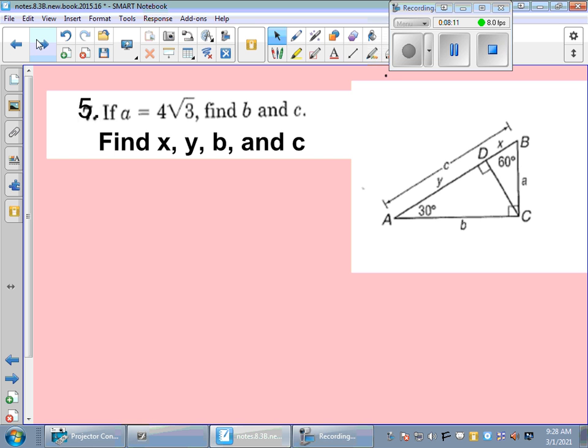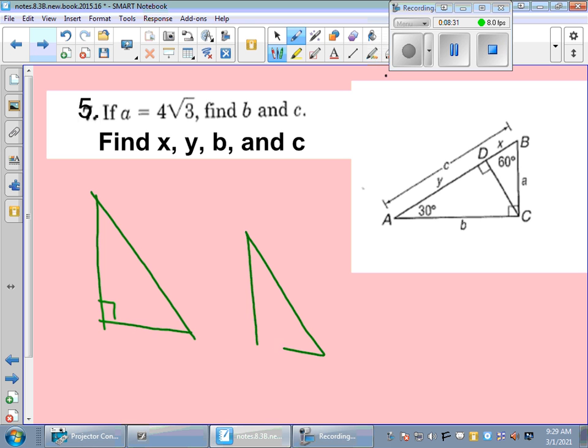Last one here, folks. This one's more challenging because you have triangles inside of triangles. And after 8-1, hopefully that helped you understand how to separate and go from here. So I'm going to separate these. I don't think we need the humongous triangle, so we're just going to go with the medium one and the small one. They want us to find x, y, b, and c.